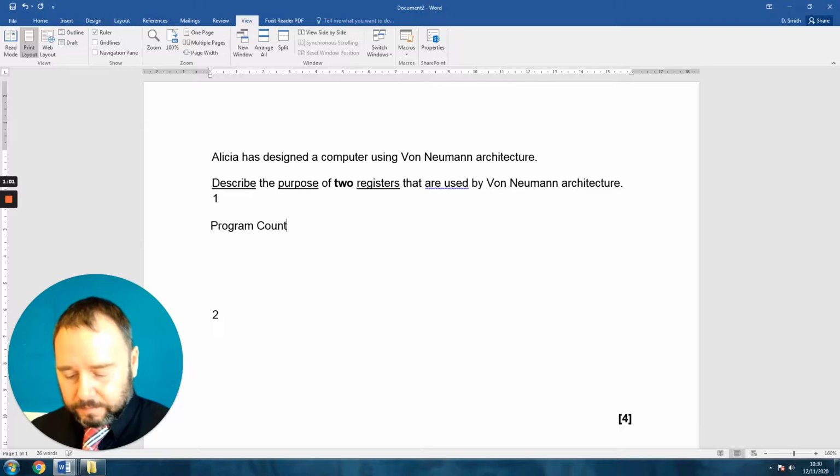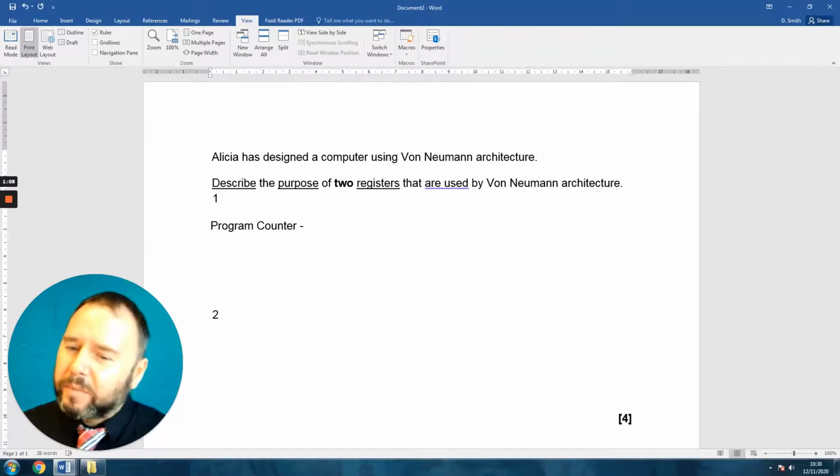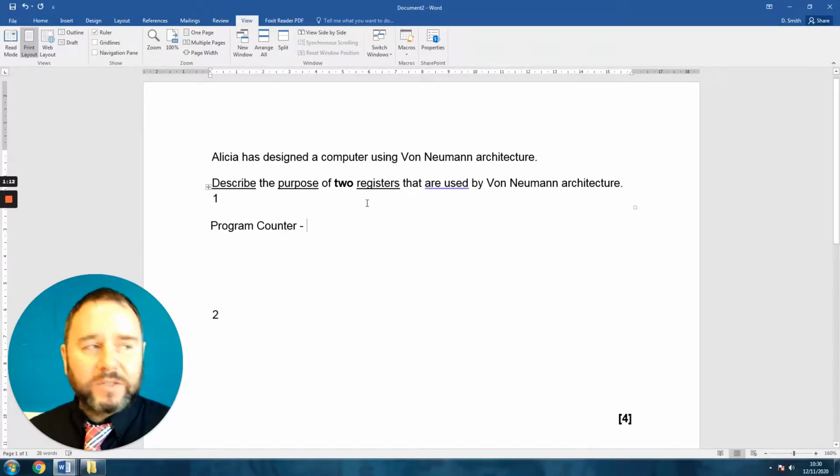Program counter is a register, all right? And it's really easy to describe. We've already picked up a mark for identifying it because it doesn't tell us in the question any. So if we've written one down correctly, we've picked up a mark.